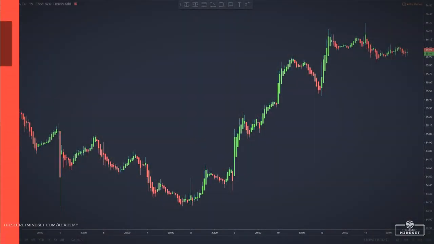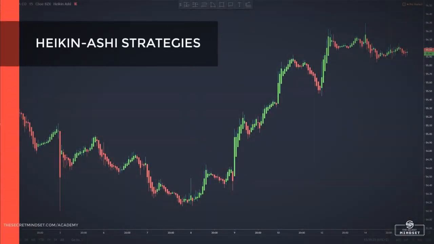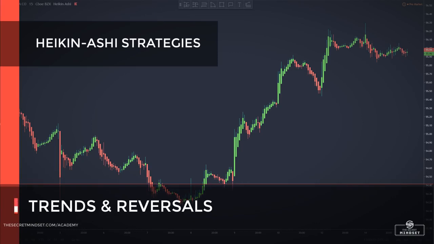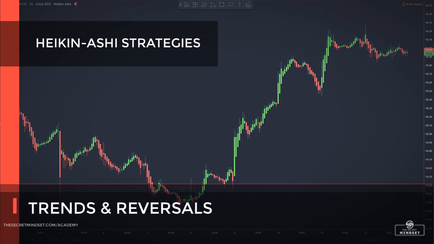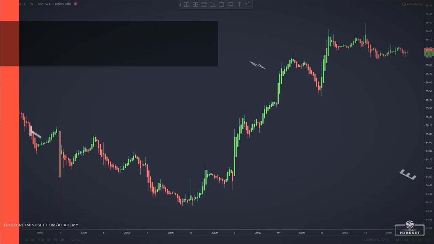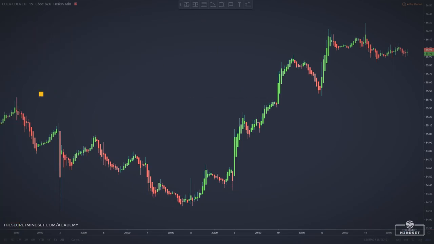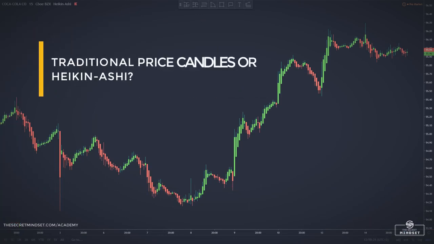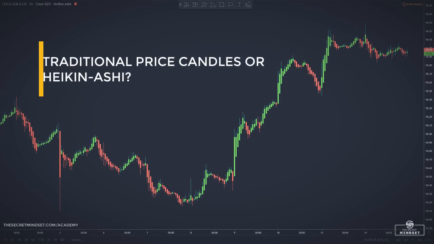Heiken Ashi is a visual representation which clearly shows trends and reversals. More importantly, it is a quantifiable technique that is easy to implement and use. While traditional price candles appeal to the more artistic and subjective judgment, Heiken Ashi is a far more evident way to display trends and reversals.